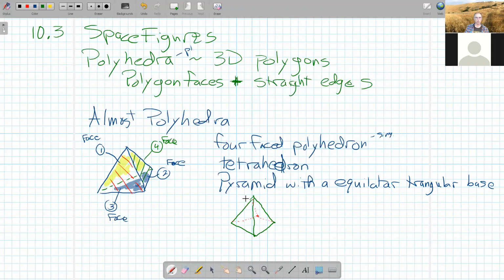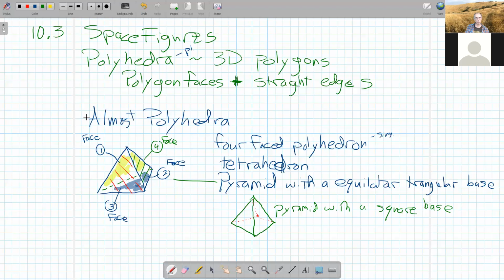So let's switch to green. This one right here, so that's that one. This one would also be a pyramid with a, in this case, I was trying to make a square base. Okay. And these are each polyhedra.